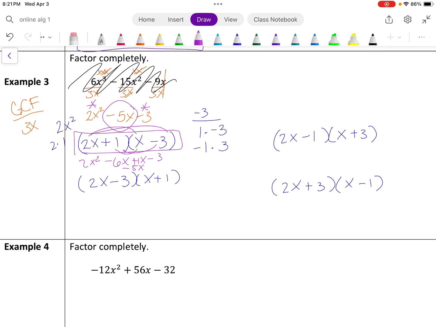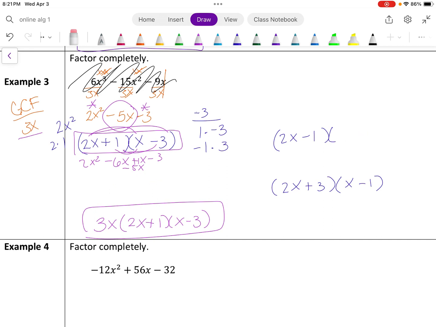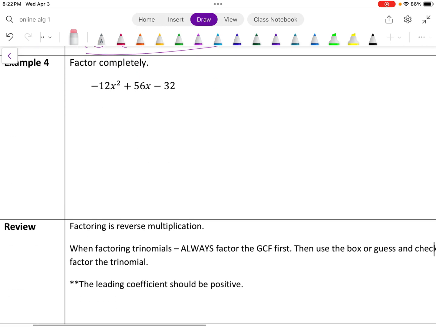There's our answer. So if I put this together with my GCF, we've got 3x times 2x plus 1 times x minus 3. That's all she wrote. We didn't even need to check these other ones because our first one worked out. Don't you love when that happens? All right, let's do a couple more examples here.